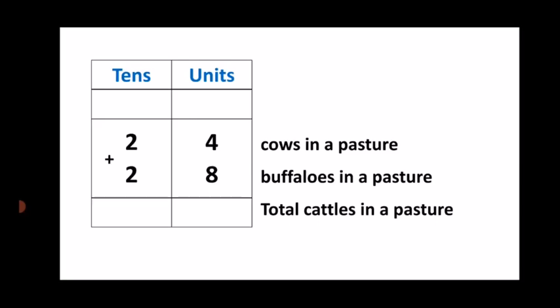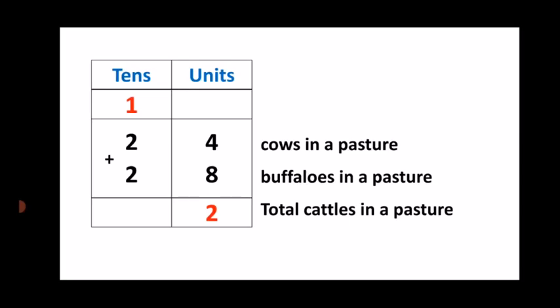So now what will we do next, children? Yes, very good, children. We will start to add from the units place first. So we will add the numbers which are in the units place first. So that is 4 units plus 8 units. So 4 units plus 8 units is 12 units. So what will we do here? We can't write 12 in the units place. So we will regroup this 12 units, that is 1 ten and 2 units. So we will write 2 in the units place and we will carry 1 to the tens place.